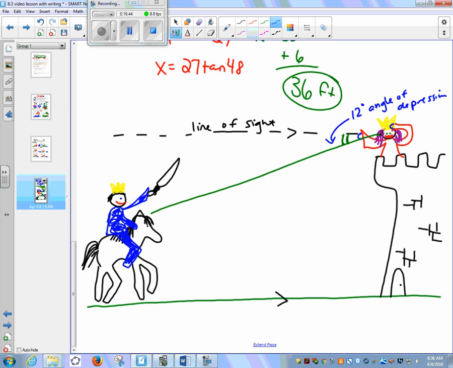This time, she happens to know how tall her tower is. She doesn't know how far away the prince is. That's what she wants to know. She wants to know how far he is away, so how long it's going to take him to come rescue her. But she knows how tall her tower is.